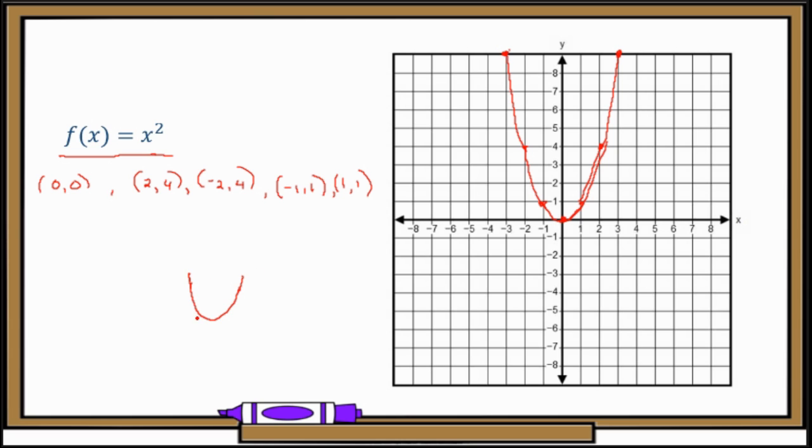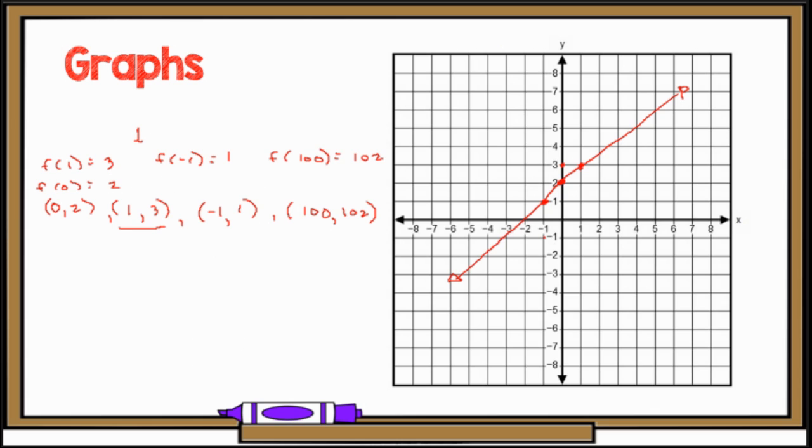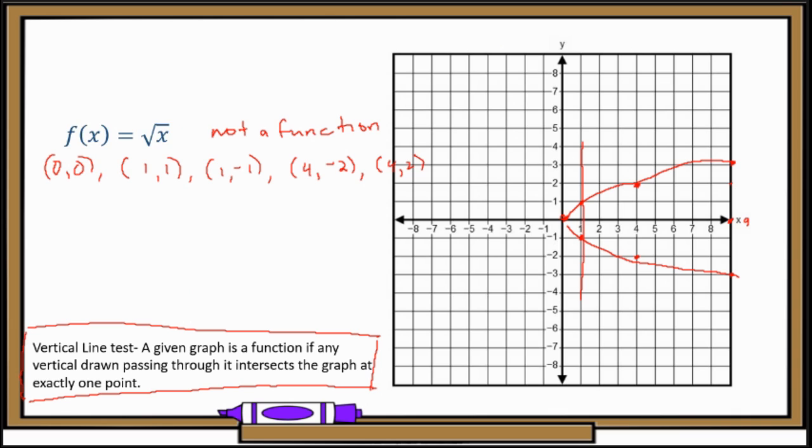So if you have a parabola and you do the vertical line test, you will notice that for every vertical line, it will intersect the parabola at exactly 1 point. So it will qualify as a function. Same is true for linear equations. If you have a straight line and you do the vertical line test, for every vertical line, it will only intersect your graph at exactly 1 point. Okay? So now let's practice.